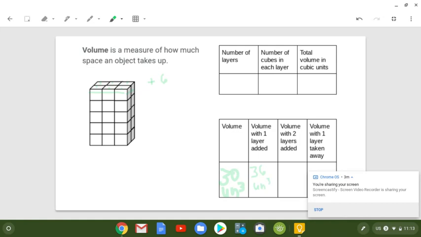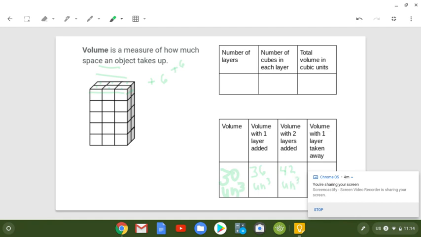Now it's asking us for the next question, what would the volume be if we had 2 more layers? So we added 6 for the first one. Now we need to add another 6 because we'd have another layer and another layer. So 36 plus 6 is 42, and that would be 42 units cubed.